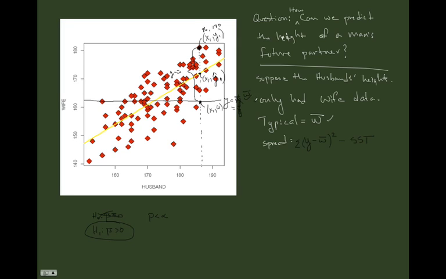So the idea here is if I took every one of these points in the data set and calculated the deviation between its y value and the average of the women's heights, squared them all, and added them all up, I'd have the sum of squares total. So this represents total variation in y, in the y variable.